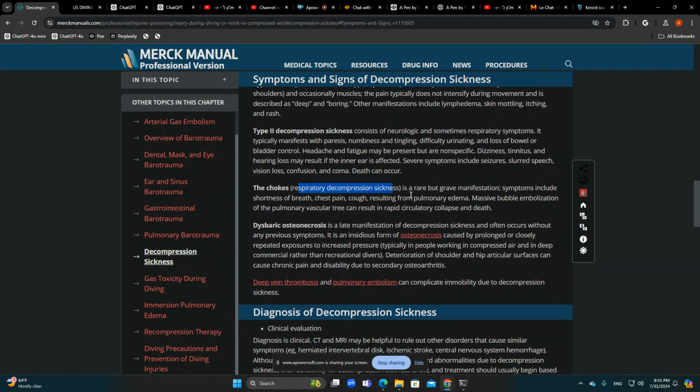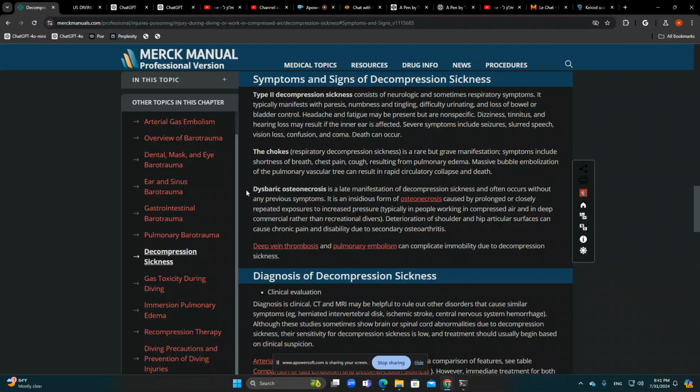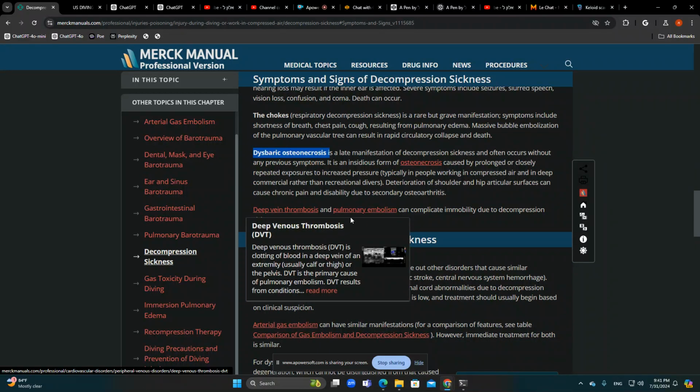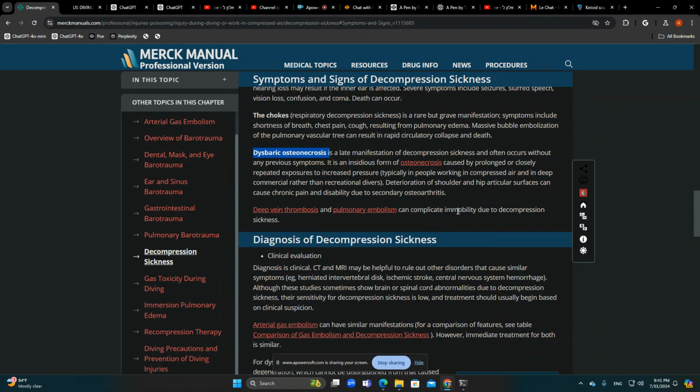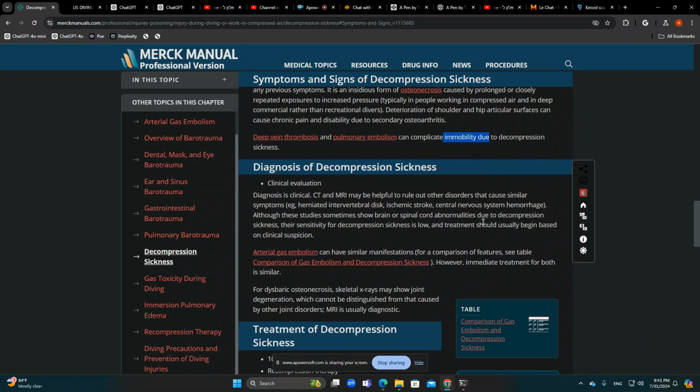The chokes, the respiratory decompression sickness, may be very severe but is rare. Shortness of breath, chest pain, cough resulting from pulmonary edema. Massive bubble embolization of the pulmonary vascular tree can result in rapid circulatory collapse and death. As you saw, we can talk about pulmonary embolism and things like this. Dysbaric osteonecrosis is osteonecrosis from decompression, but it's less common in diving. Deep vein thrombosis and pulmonary embolism can also result from the immobility of treating the decompression sickness.